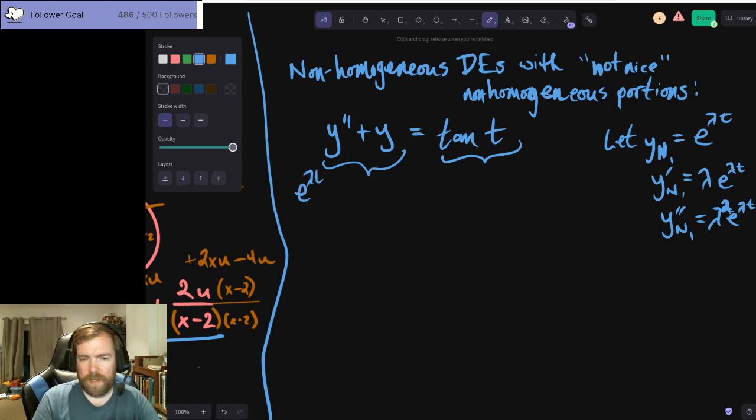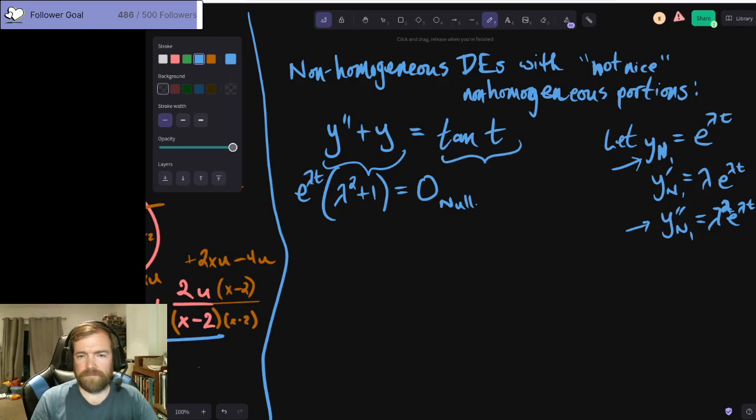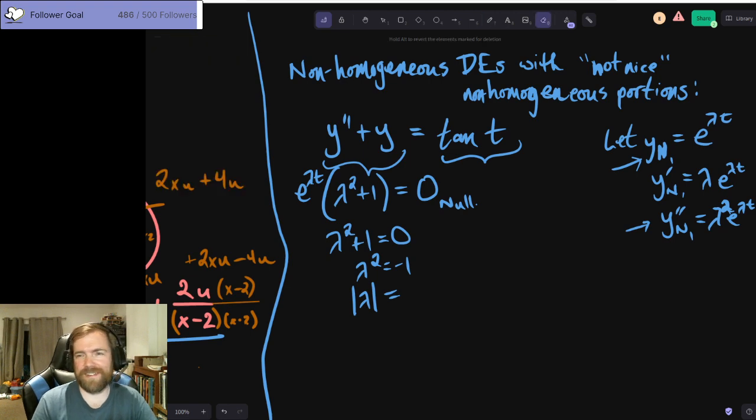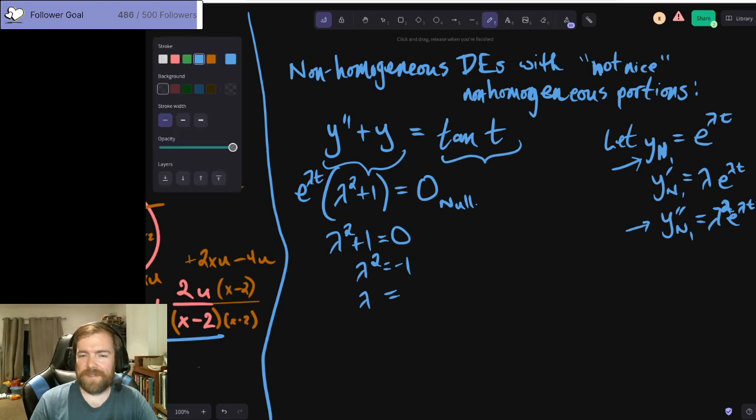Okay, so e to the lambda t is going to get factored out from the two terms that we're going to have plugged in, and then we just get lambda squared plus 1 is equal to, again, we want 0 for our null space solution. So in this case, lambda squared plus 1 is equal to 0, so therefore lambda squared is -1, and therefore lambda is going to be plus or minus i. So we got a pure imaginary solution.